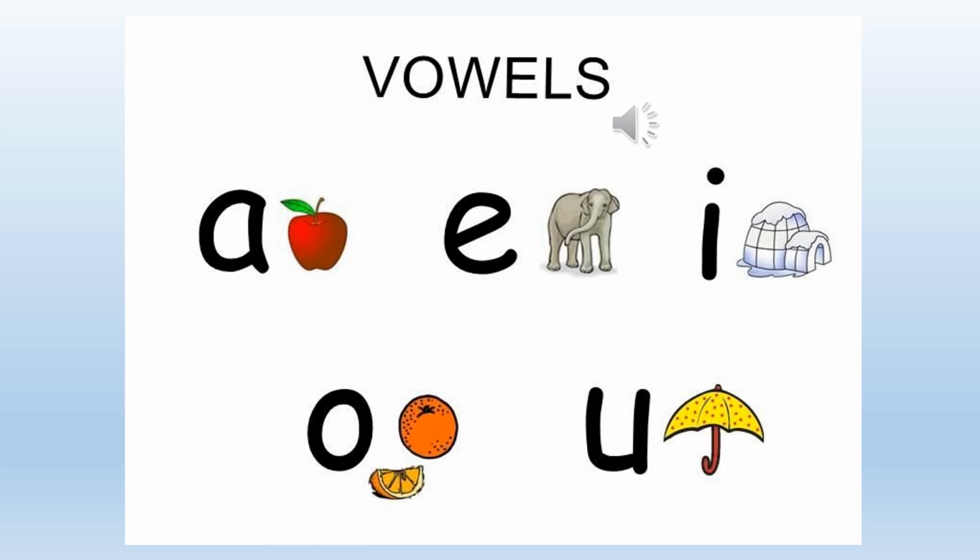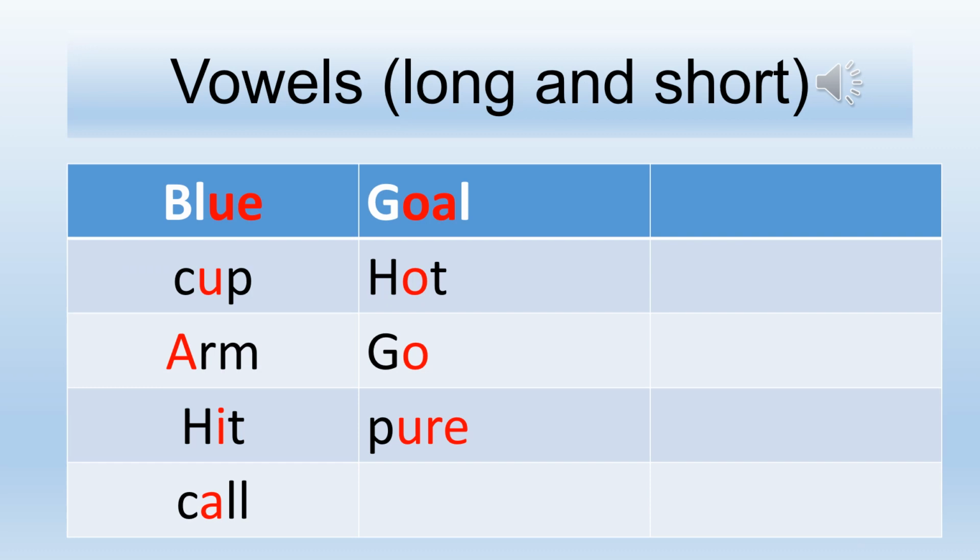Next letter we are going to know is letter O, and letter O long sound says O, and the short one says O as an orange. And the last letter is letter U, and the long sound for letter U is U, and the short one is A as umbrella. Vowels, long and short.